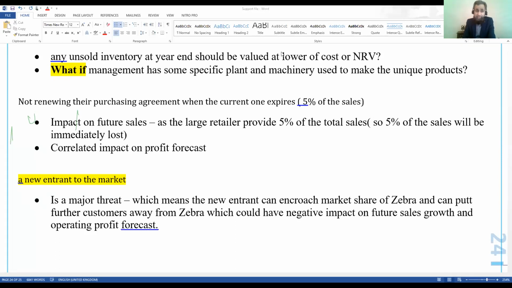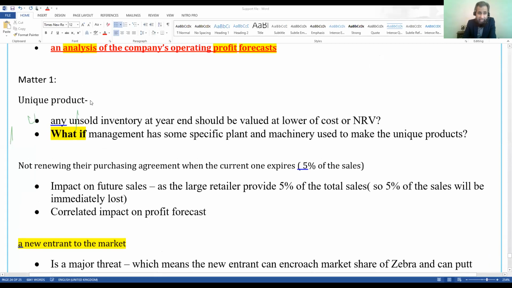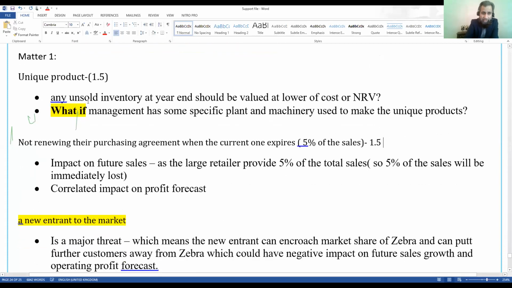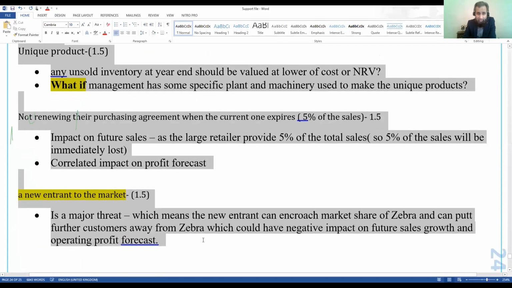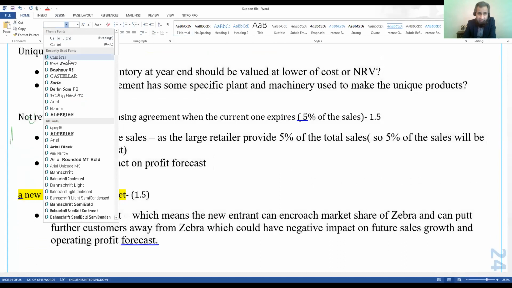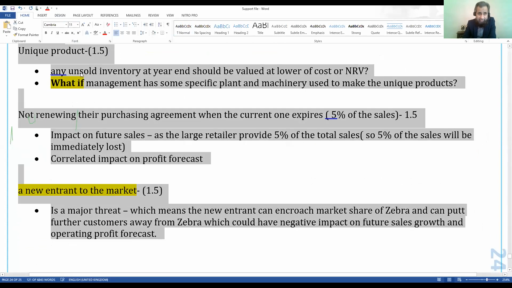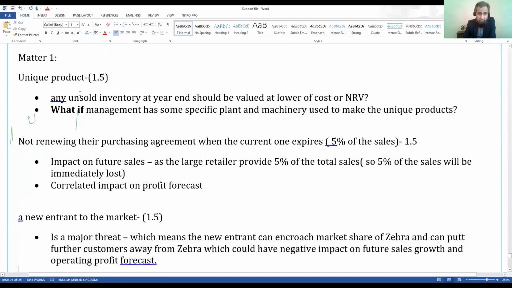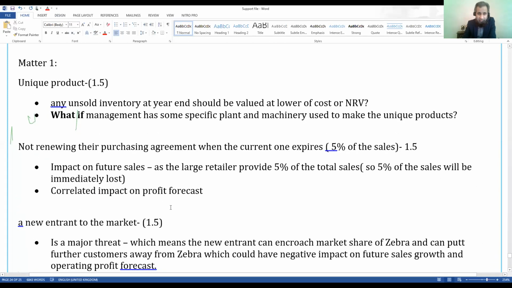See how many marks I will get. I will get 1.5 mark for a unique product if I explain it properly. I'll get 1.5 mark for 5% of the sales if I explain it properly. And I'll get 1.5 mark for a new entrant. So I can get straight away 4.5 marks for the matter number 1. But I hope every one of you is getting the point. What was the examiner asking? And the answer I put on your screen for every one of you. Now tell me, are you clear with the answer? This is just a sketch answer, but I hope you can fill it up.